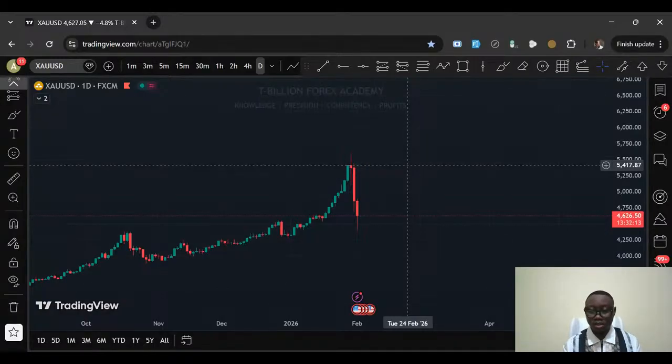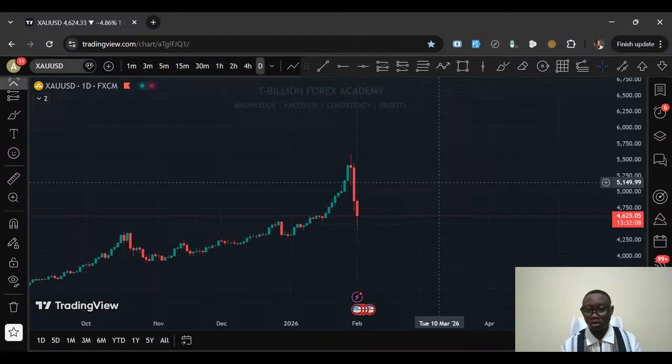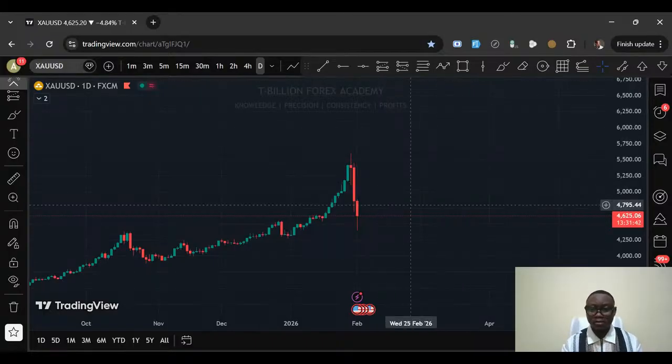Since gold has been bearish since last week, we will be focusing more on a sell opportunity. Not until we have a market shift on probably the 1 hour time frame or the 4H time frame, we'll keep our bias bearish. Let's keep that in mind. We'll maintain a bearish bias on gold.